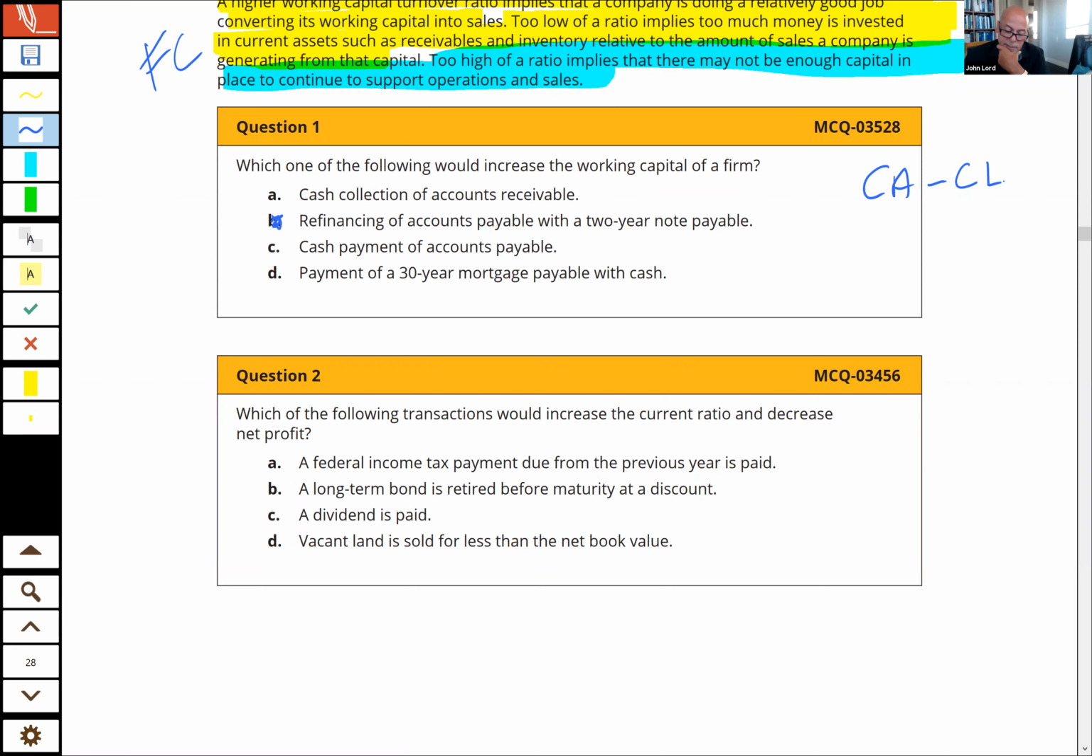Now, let me ask you this. What are examples of my current assets? Cash, accounts receivable, right? Inventory. Fixed assets. Fixed assets are not current assets. Oh, no, sorry.